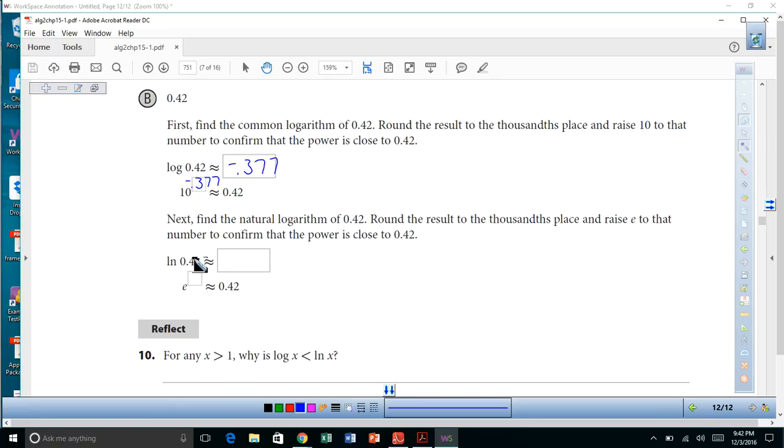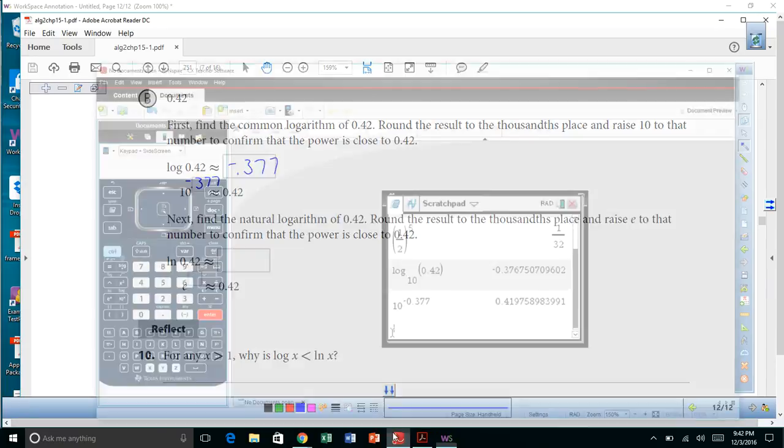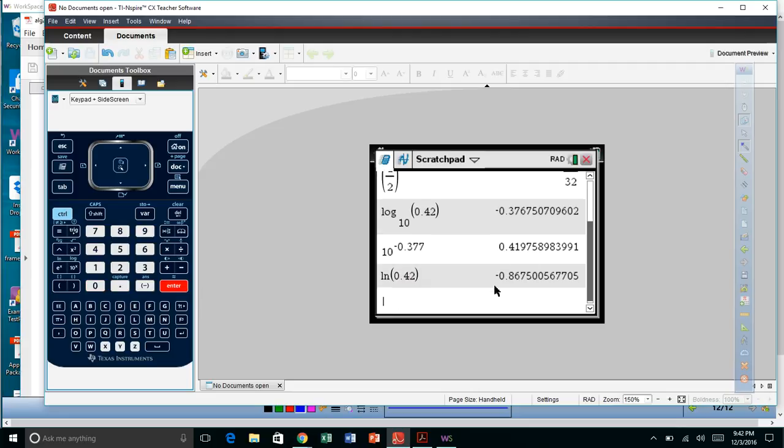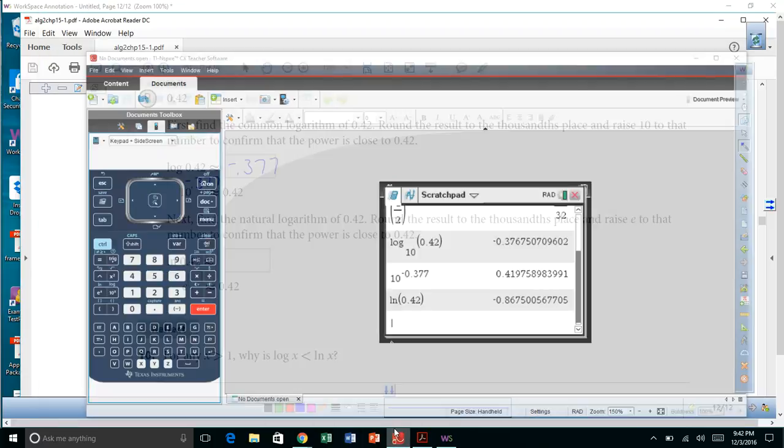All right, next, find the natural logarithm of 0.42. So natural logarithm, that's going to be control and then e to the x. Natural logarithm of 0.42. Enter. That's -0.8675. So we'll put -0.868.